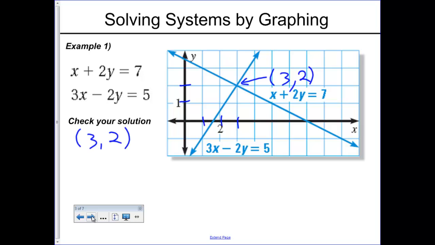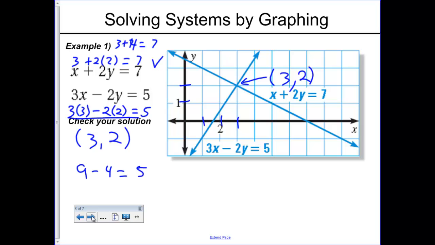Now we are supposed to check it. So if we input a 3 here and a 2 in place of y, then we check to see that that equals 7. And we do the same thing down here. We put a 3 in place of x and a 2 in place of y, and we check to see that that equals 5. Okay, so on the top we have 2 times 2, which is 4, so 3 plus 4 equals 7. That one checks out. And then down here we have 9 minus 4, which equals 5. I'm just bringing this number down here, and that checks out.